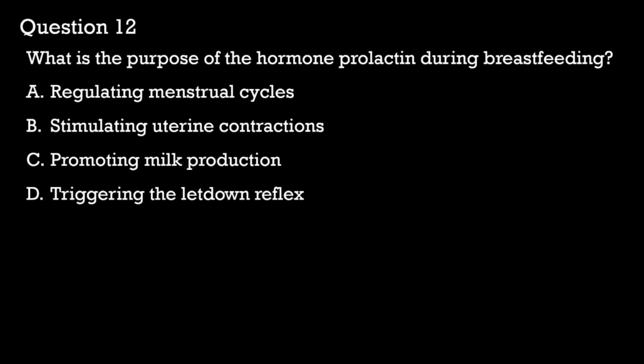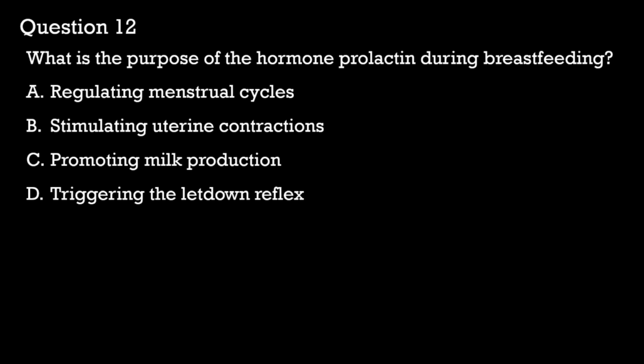Question 12. What is the purpose of the hormone prolactin during breastfeeding? A. Regulating menstrual cycles. B. Stimulating uterine contractions. C. Promoting milk production. D. Triggering the letdown reflex.